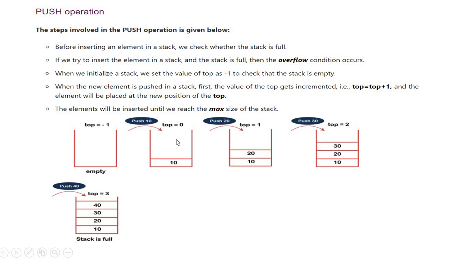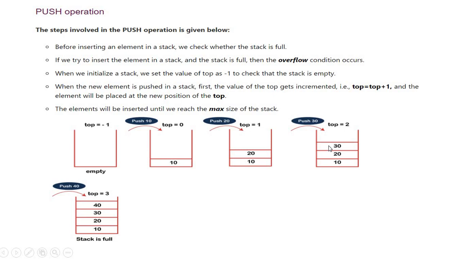So the array of top, if the name of this is stack, means stack of top, which means on the stack of 0 I'll insert the number. Now if I want to push 20, what will I do? First I'll increment the top value. So now my top becomes, right now in this step my top value is 0. In the next step the top value becomes 1, and into the stack of 1 I will insert 20.